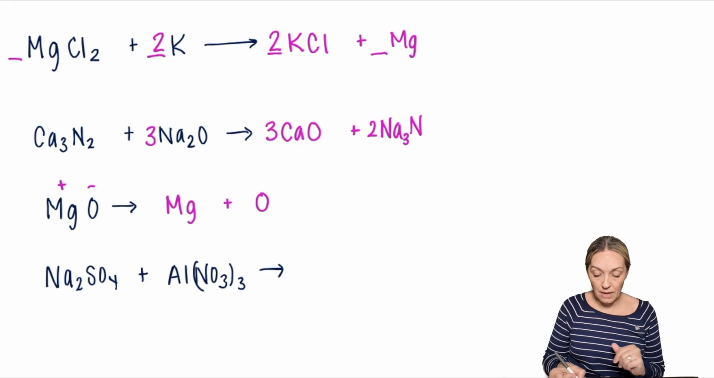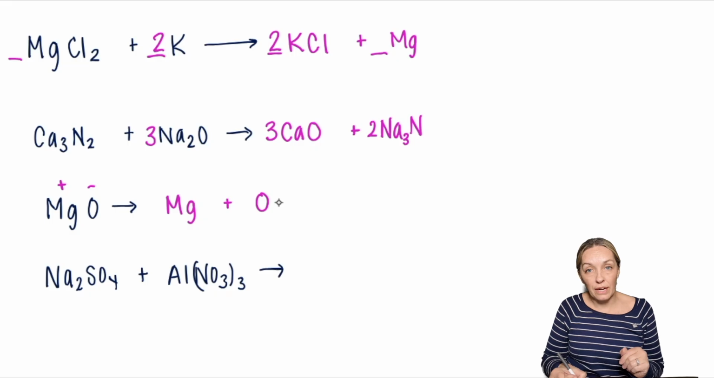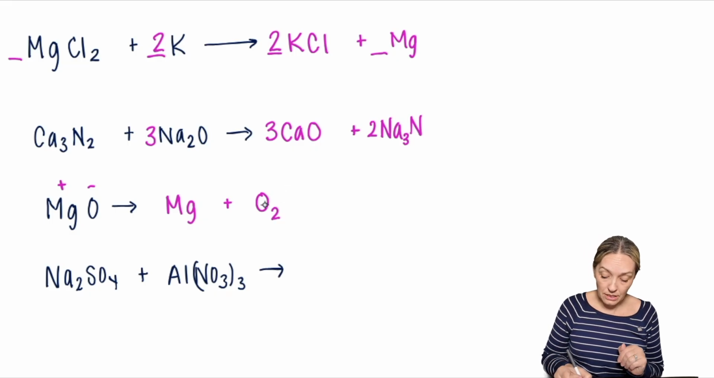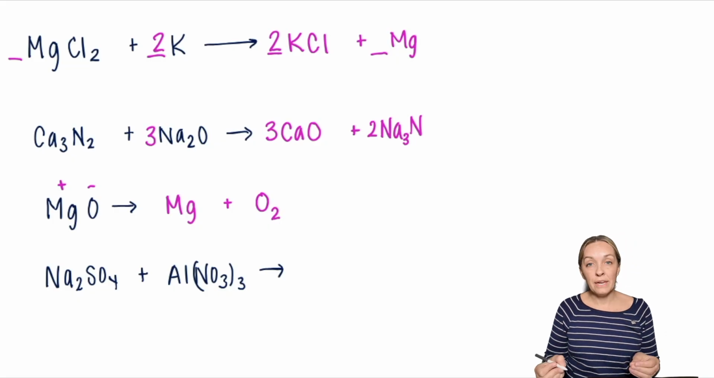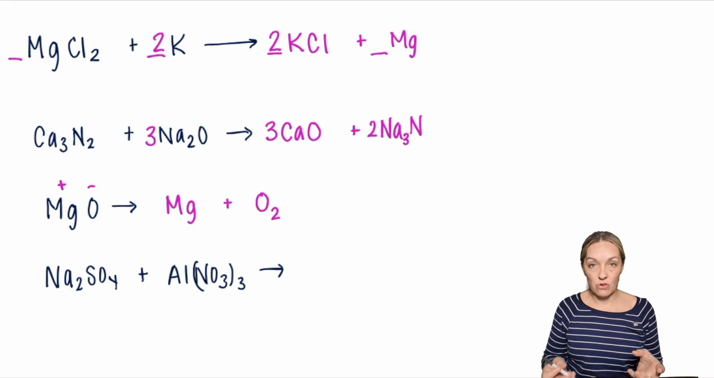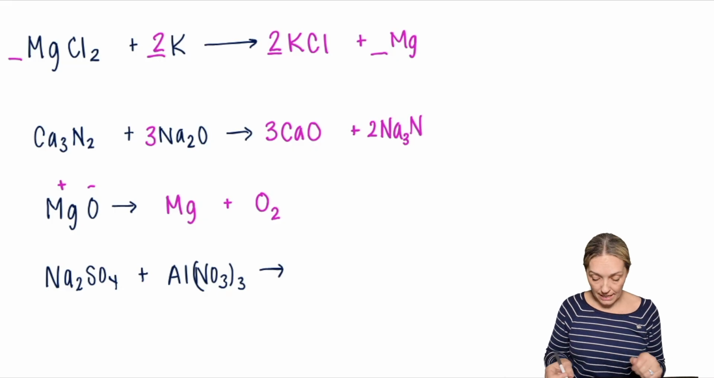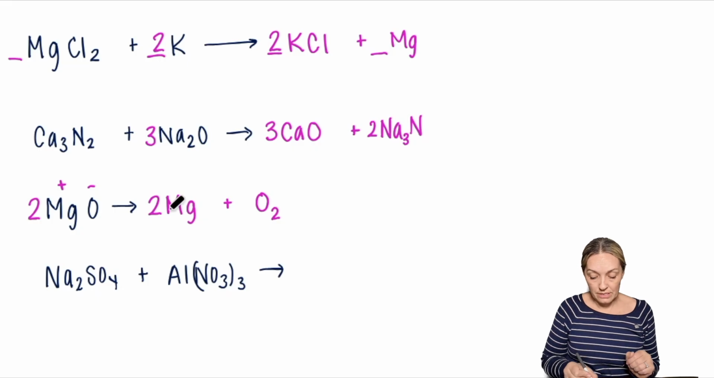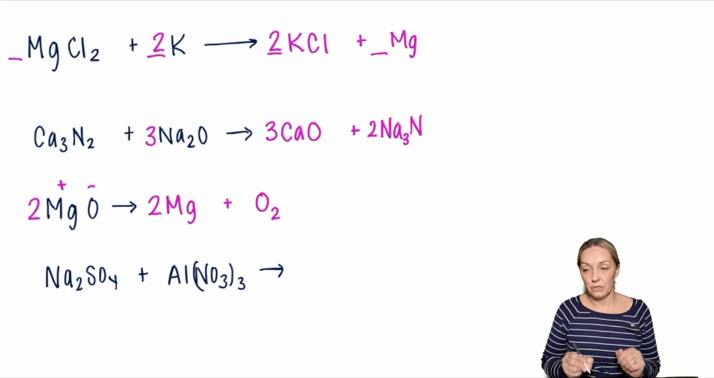It's stable, it's happy. But when I go to O, which is another element, O is on my diatomic list, which means that it will only exist as O2. Now that everybody's stable or happy, I'm going to add coefficients in order to show that every atom that went in came back out. My properly balanced equation is 2MgO produces 2 Mg plus 1 O2.